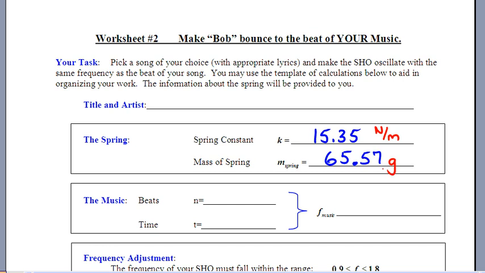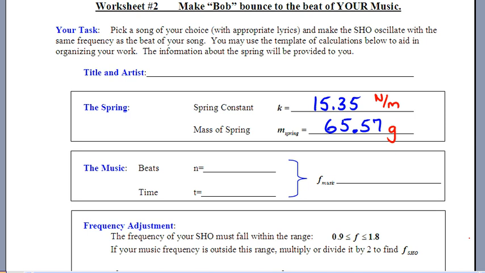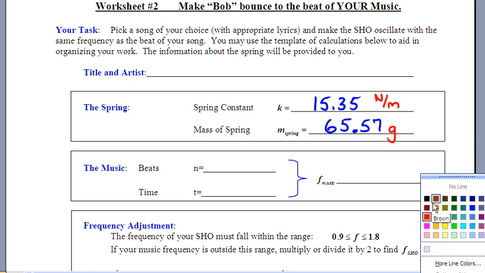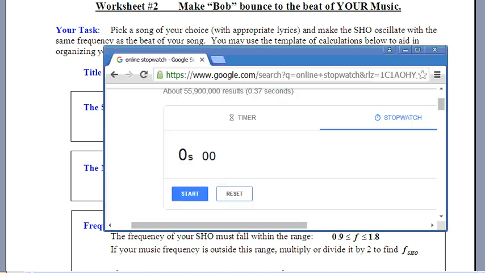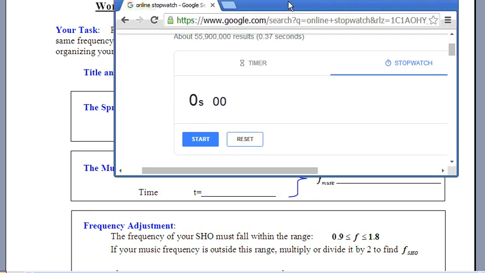Now, when you're counting the music, I would suggest that you go for something around 50 beats, okay? At least 40. 50 is better. 60 is even better again. And you have to take a stopwatch and time how long it takes for those 50 beats to happen. Here's where it gets interesting.